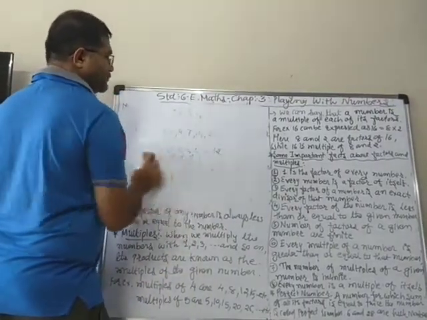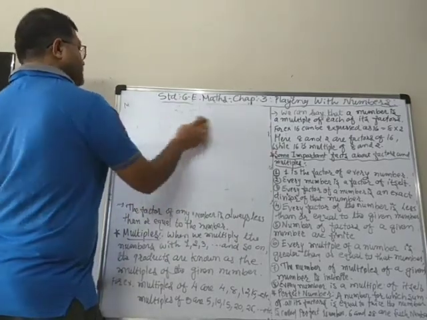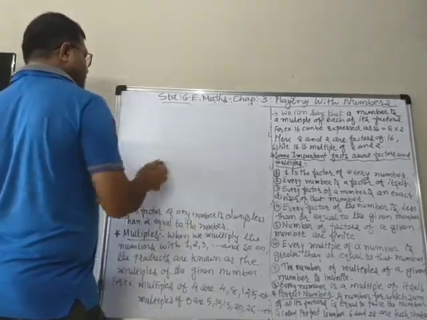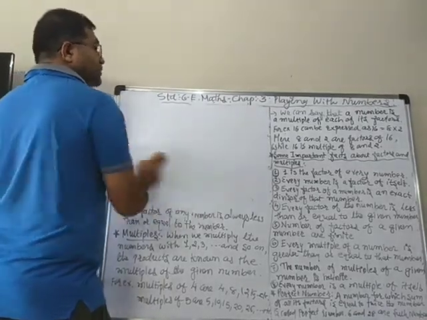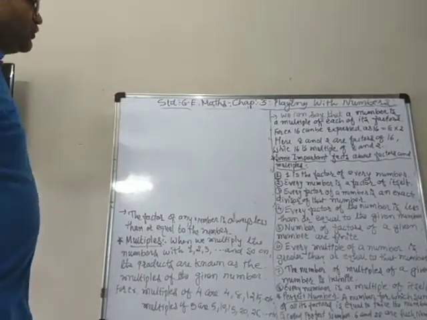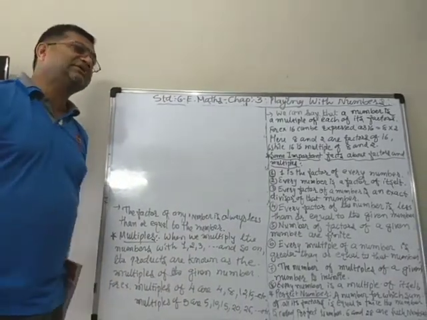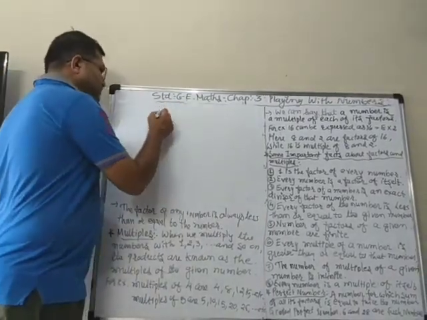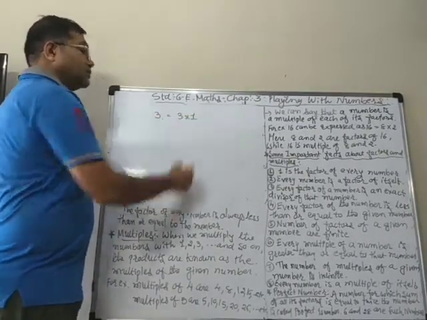So now when you learn about the factors of a number and the multiples of a number, we must know some important facts related to factors and multiples. First, 1 is a factor of every number. Because whenever you take any number, suppose we take the number 3, 3 can be written as 3 multiplied by 1.